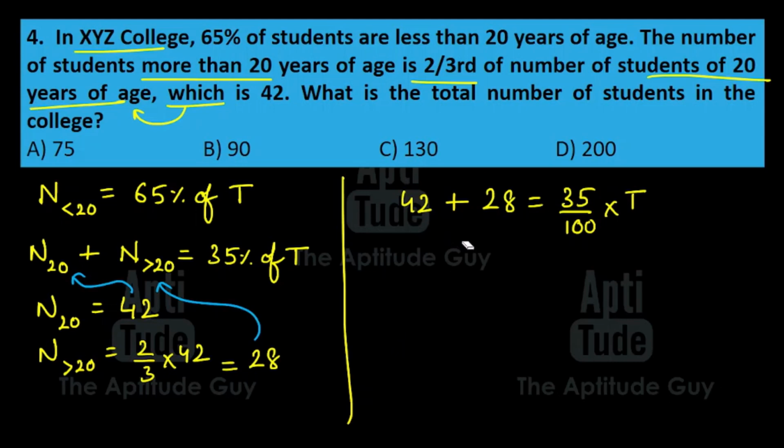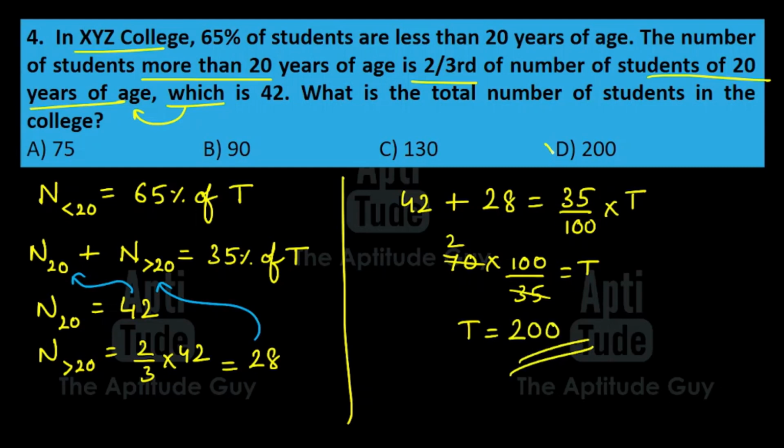That's it. Now solve it like a 6th standard kid. 42 plus 28 is 70 into 100 comes this side. 100 by 35 equals T. 35 2s are 70. So the total is 200. Answer is option D. Now a lot of people end up getting answer as option C, which is 130. They are simply doing the double of 65% for some reason. But like I said, do it step by step. In the end, everything comes along.